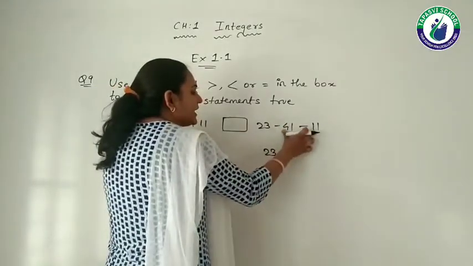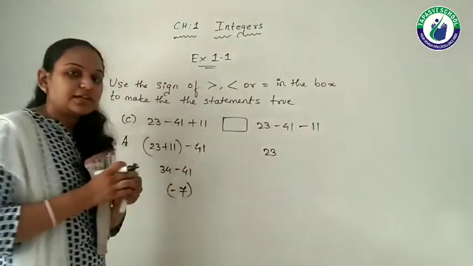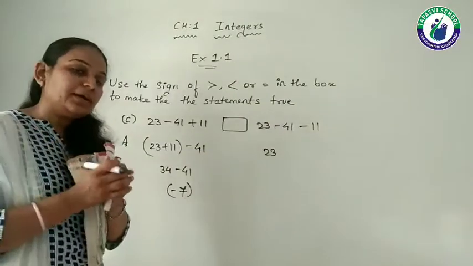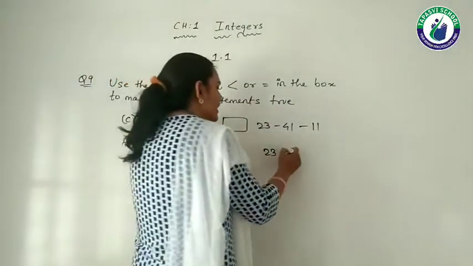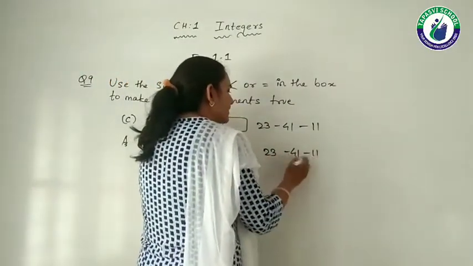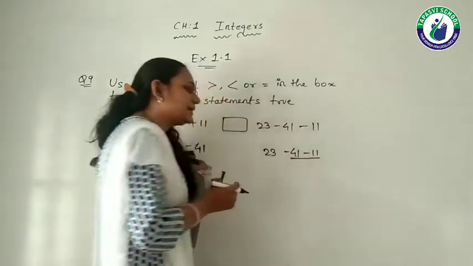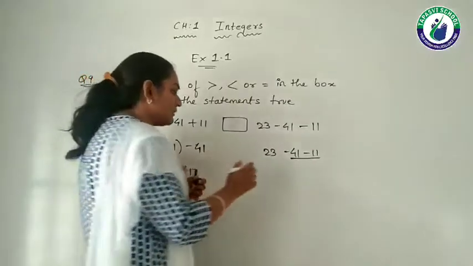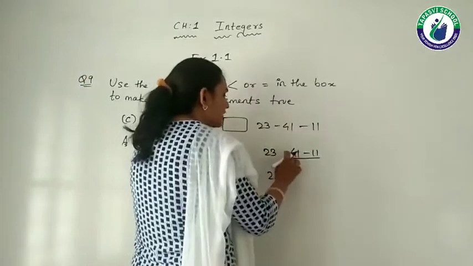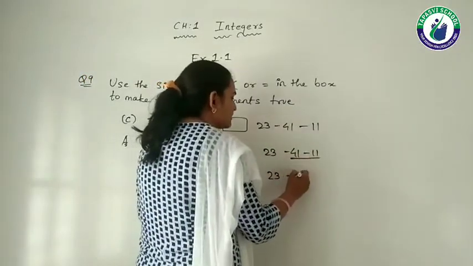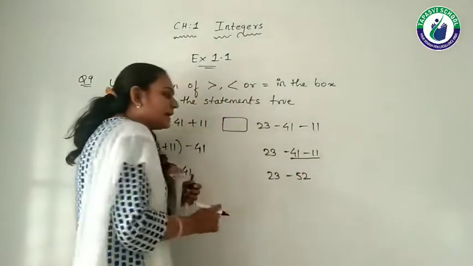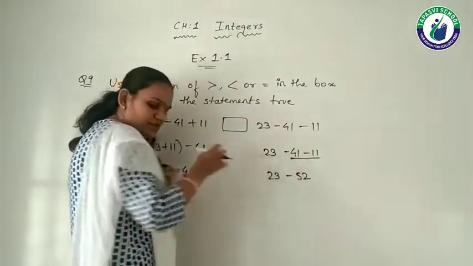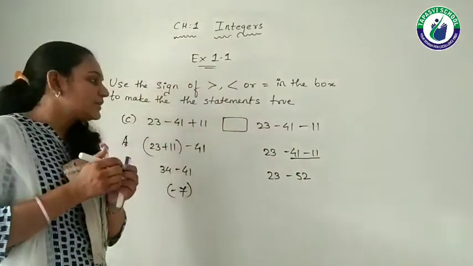Now moving to the right hand side, students. 23. Now these two are negative numbers. So what can I do? I can make a pair of them. So minus 41 and minus 11. I am going to first add them, because both are negative numbers. So 41 and 11 together becomes 52. And both are in the negative sign, so I am going to give the negative sign to this particular number.